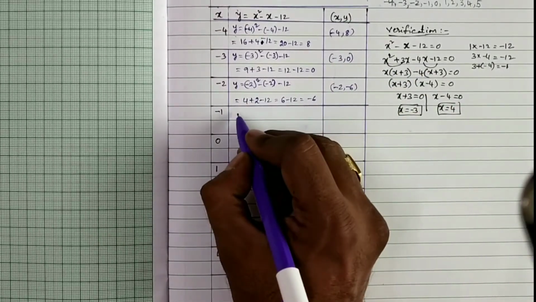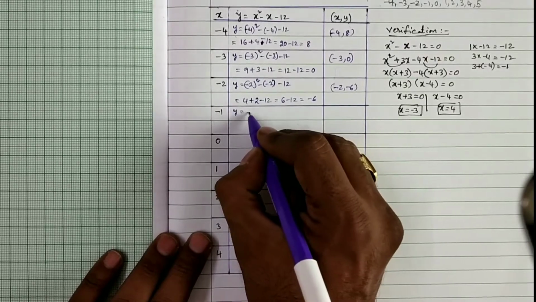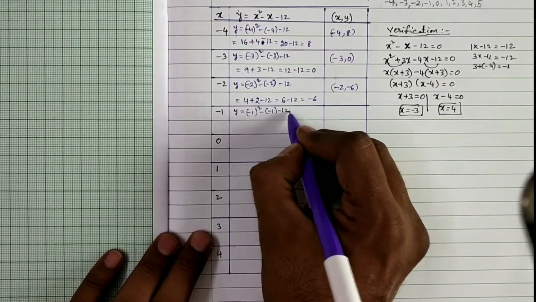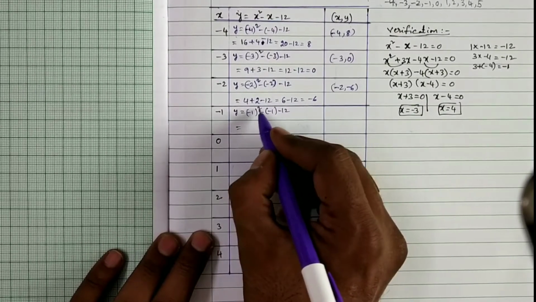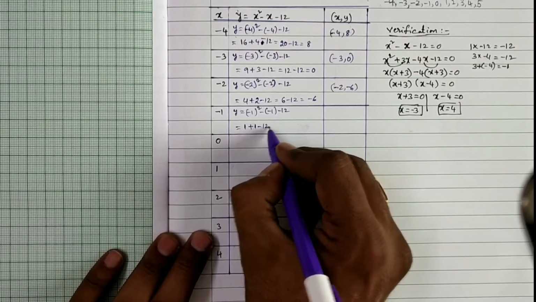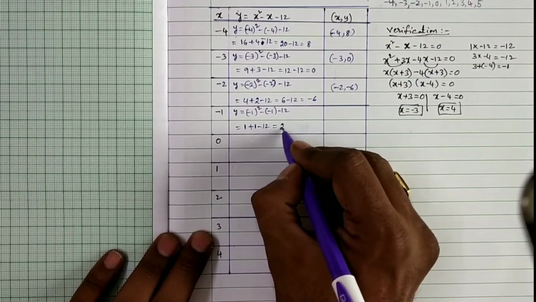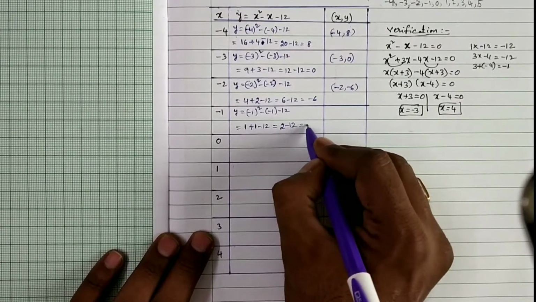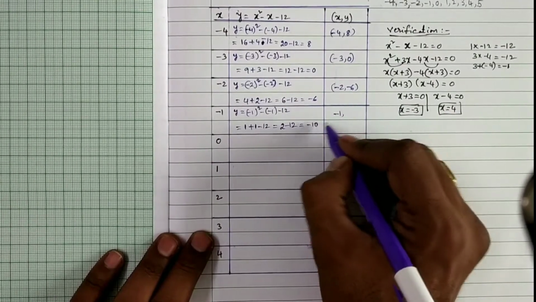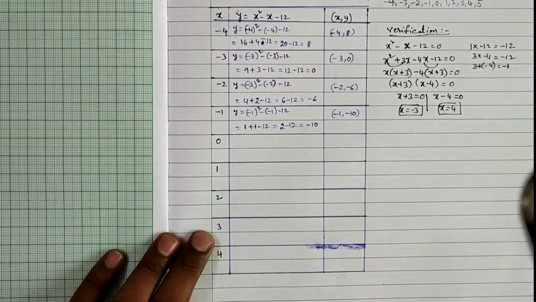And substitute minus 1 in x, that is minus 1 whole square minus of minus 1 minus 12. So minus 1 whole square means 1, minus of minus plus 1, minus 12. So adding plus values, 1 plus 1 2, minus 12. 2 minus 12 means minus 10. So the order pair is minus 1 comma minus 10.